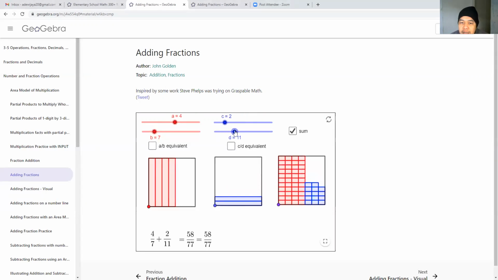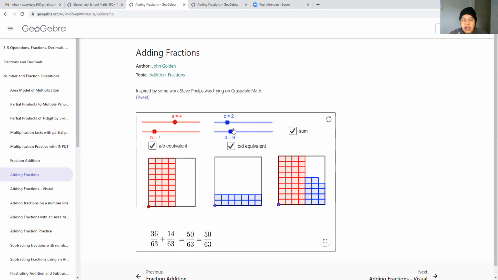Then you can see what will happen when you add them, and you can give them some understanding behind it, which is why we need to have the common denominator, right? I think this is the first video that I want to share with you about the simulations.